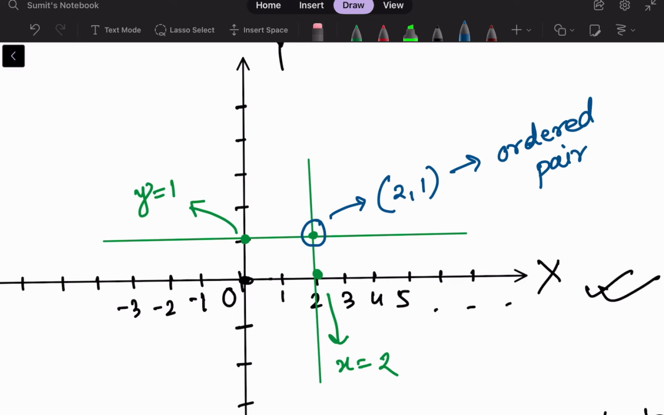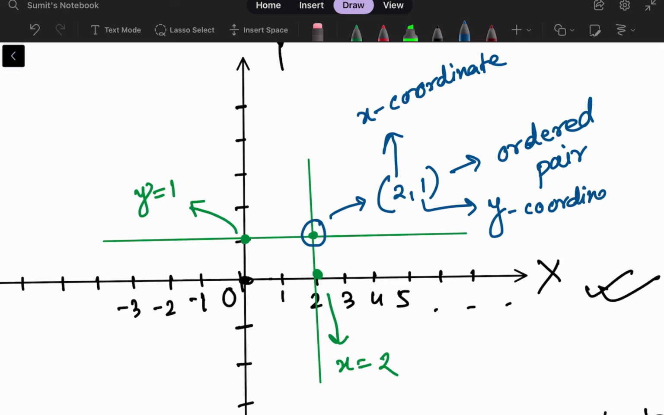We are writing 2 comma 1. This format that you can see, this format we call an ordered pair. In that ordered pair, the first portion is called the x part or x coordinate, and the second portion is called the y coordinate. The good name of x coordinate is abscissa, and the good name of y coordinate is ordinate.